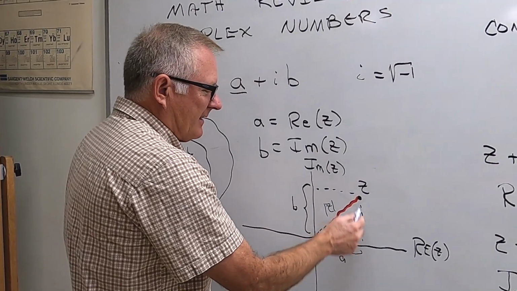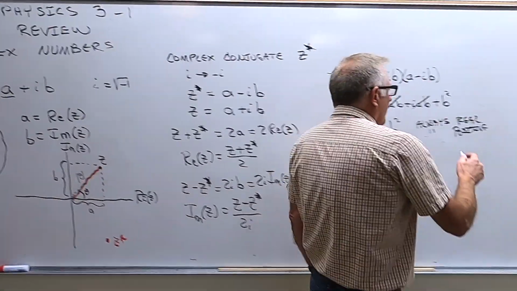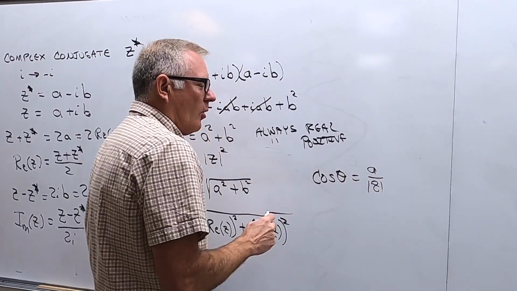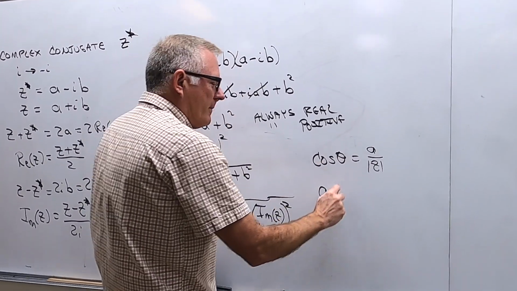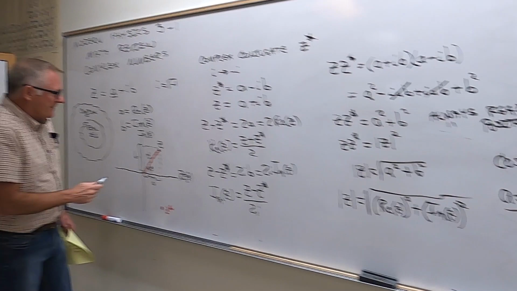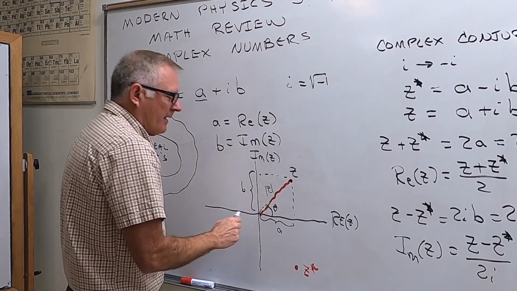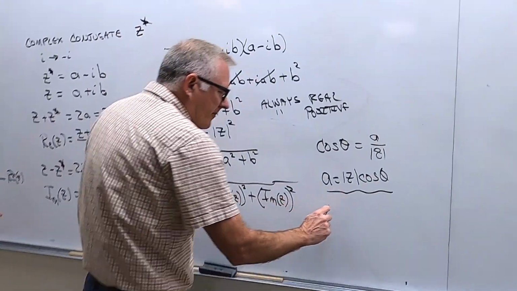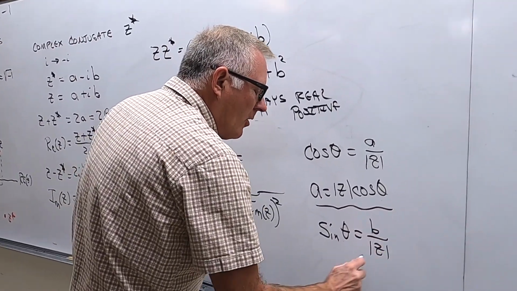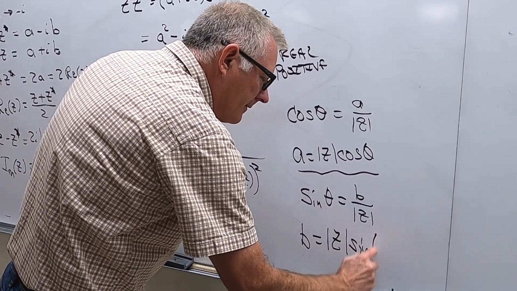Well, we can see from, say, this triangle right here that the cosine of theta is a over z. So we can see that the cosine of theta is equal to a over the magnitude of z, or a is equal to the magnitude of z cosine theta. Likewise, the sine of theta is b over z, opposite over hypotenuse. And so we can say sine of theta is equal to b all over the magnitude of z, or b we can write as the magnitude of z sine theta.